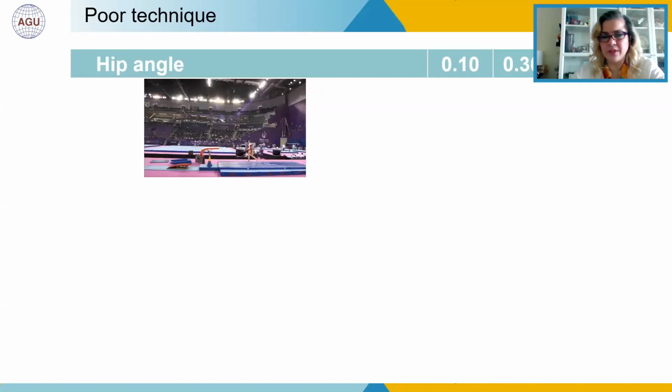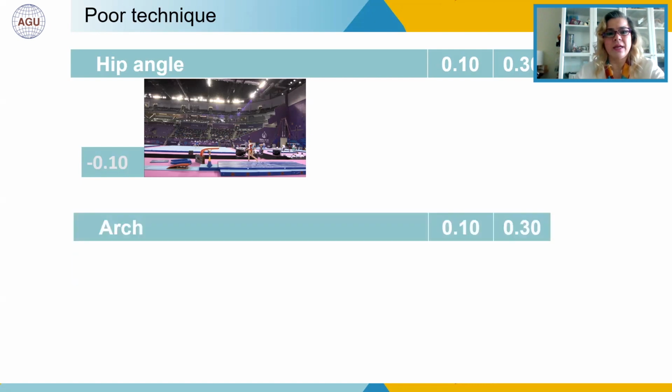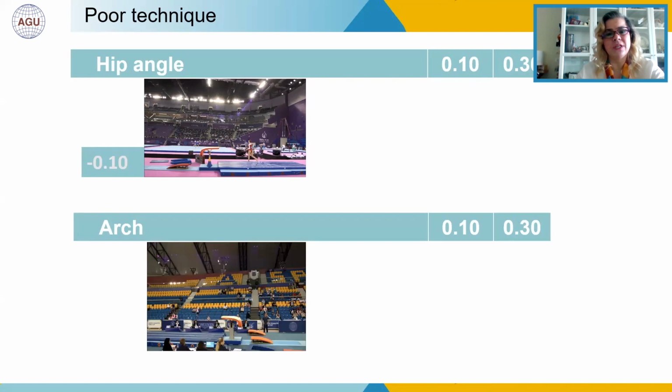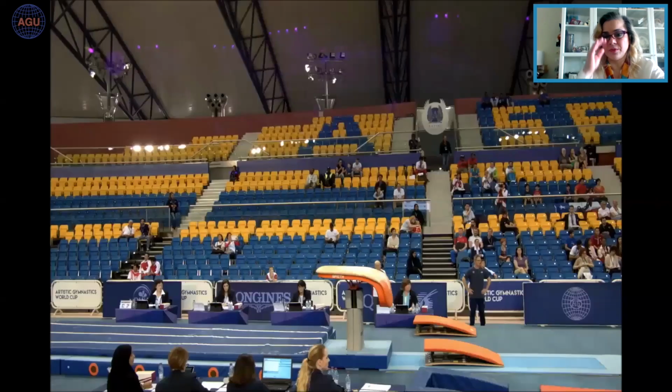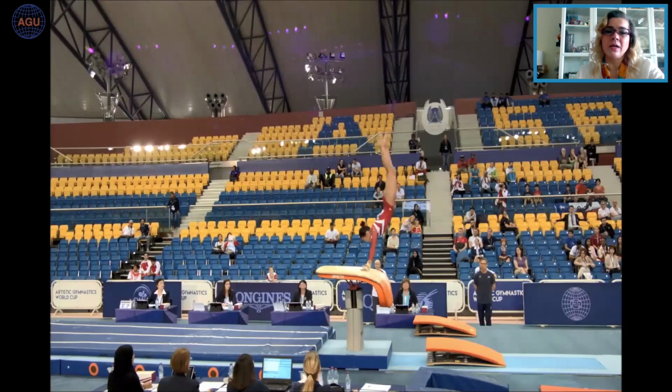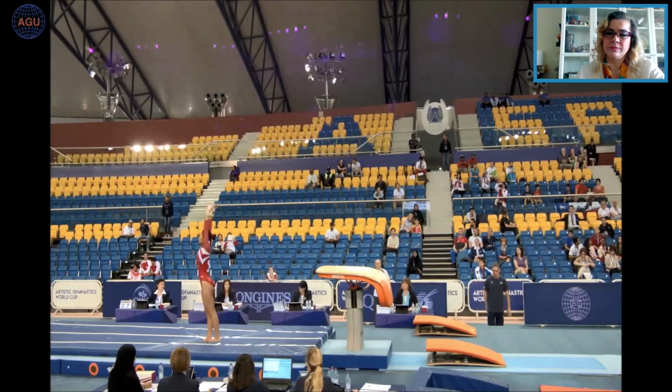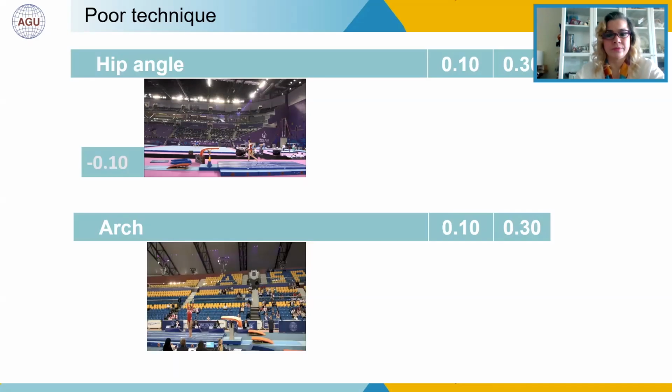As you could see in the video, she had hip angle with deduction of 0.1. And if we talk about the arch, also the arch will receive deductions 0.1 or 0.3 up to the arched position. Let's see an example. Okay. Deduction of 0.1 for the arch.